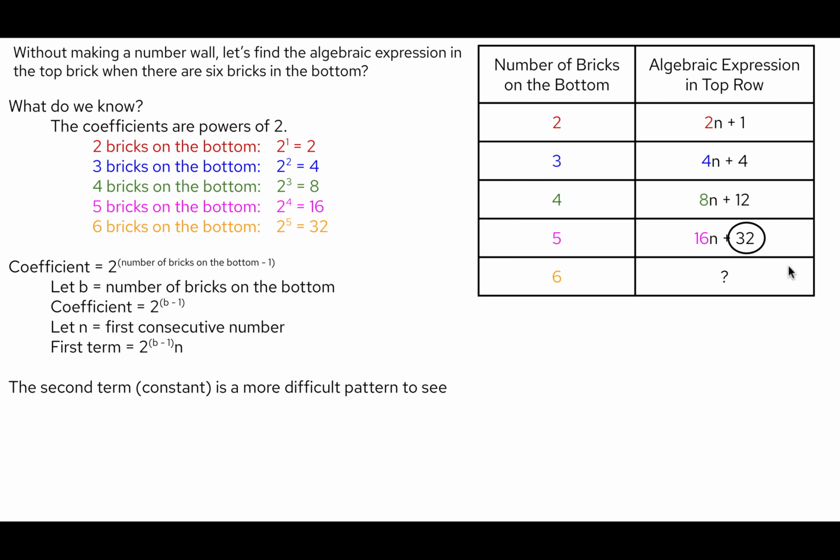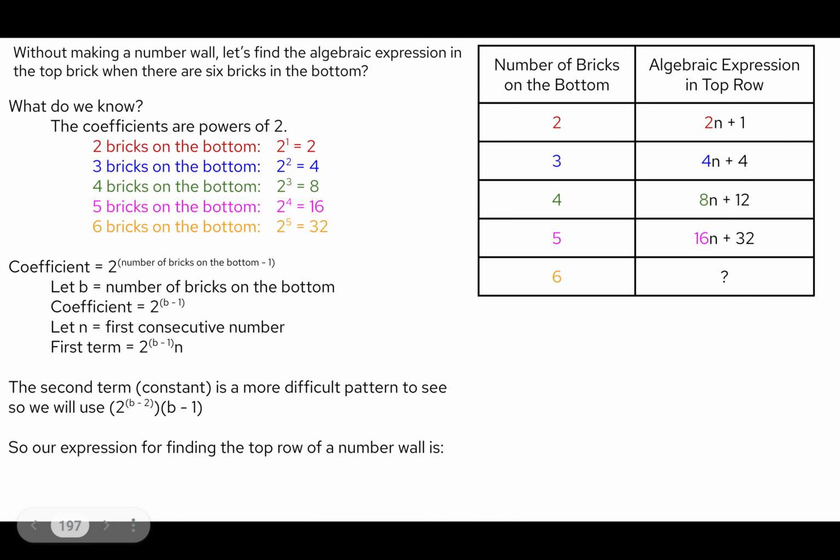Now the pattern for my constant is a little harder to see, so I'm just going to give it to you. It's going to look a little complicated, but we're going to break it down and it's going to be easy peasy. Okay, so we're going to use 2 to the power of B, but instead of B minus 1, we're going to do B minus 2. And we're going to multiply that by B, again, the number of bricks on the bottom, minus 1. Okay, so here's our expression for finding the top row of a number wall. Wow, boy, that makes me look smart, doesn't it? It looks confusing, but when we break it down and know what the variables stand for, it's actually pretty easy.